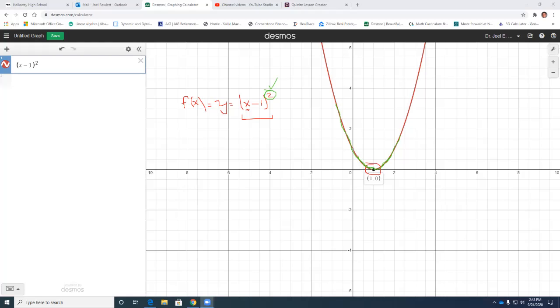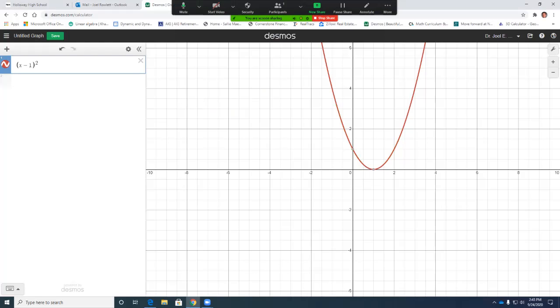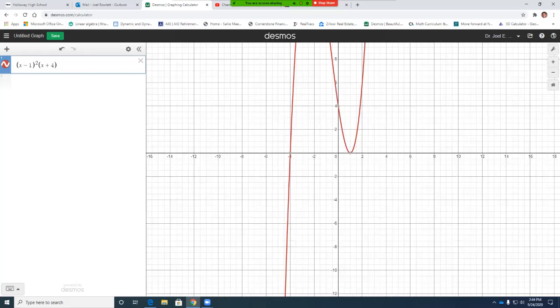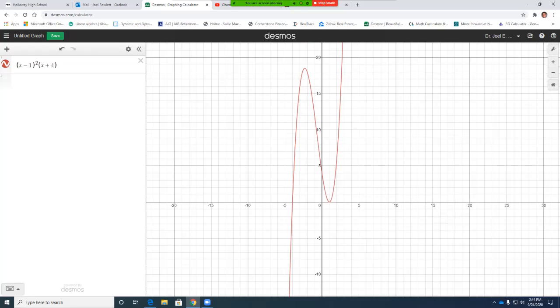What if we have, let's say, a different value? Let's type in something totally different and see if we can determine some information about the graph. So I decided to multiply by, let's say, x plus 4. Well, this time we have an odd function. This is a third degree function. Let me zoom out here.